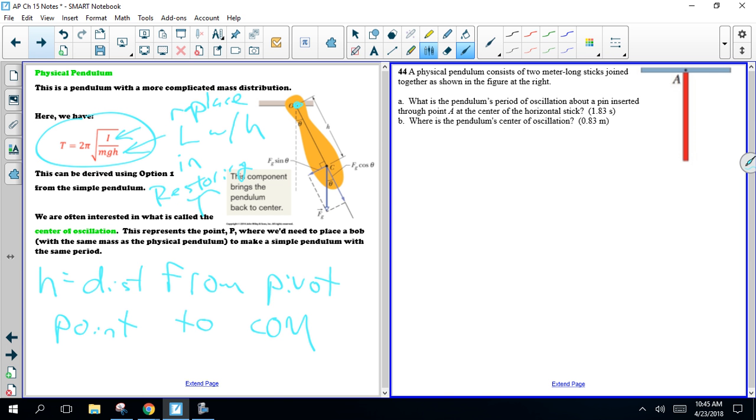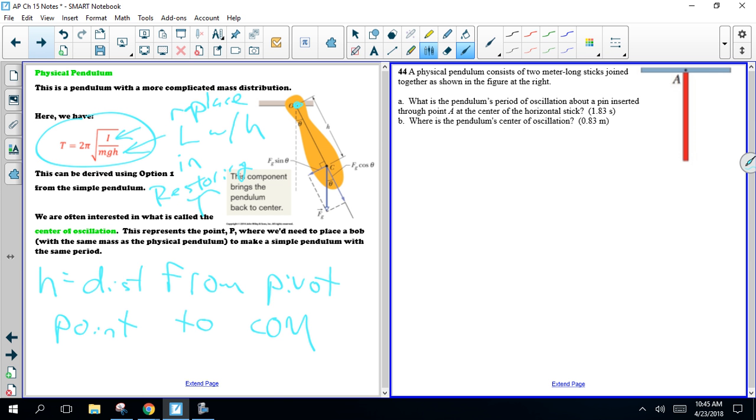Make sense? All right, so our goal is to find the period of oscillation that this would experience if I actually did it instead of just holding it together with my hand like this. Follow? All right, so we're just going to use this new equation, 2 pi square root of I over mgh. So we need to do a couple things.